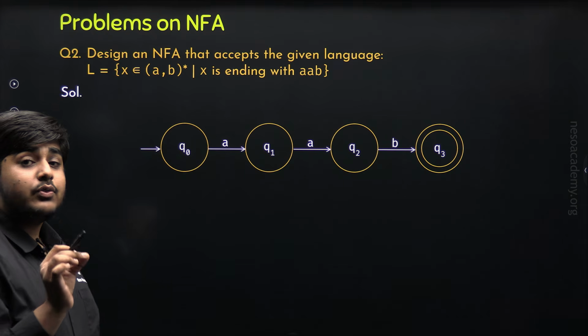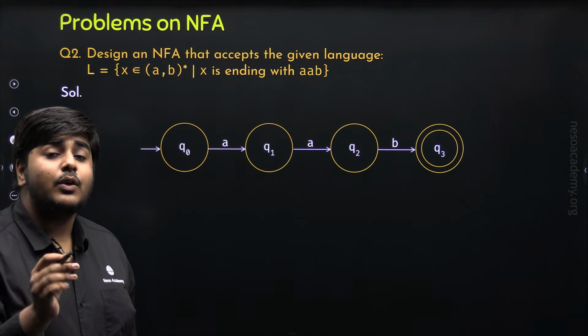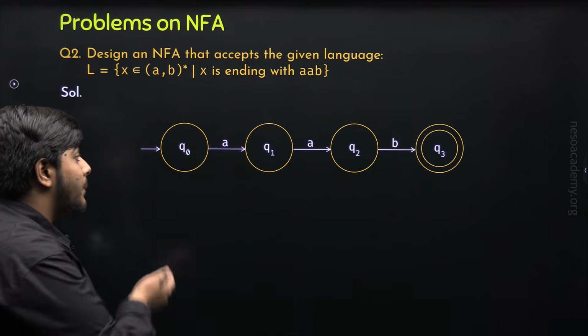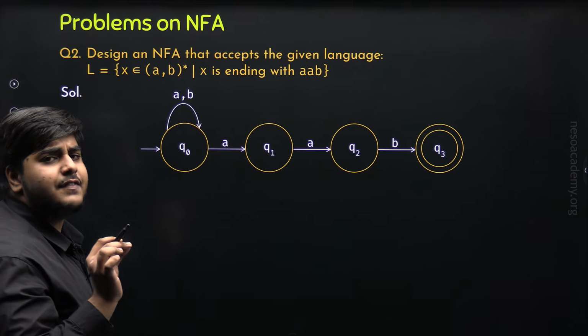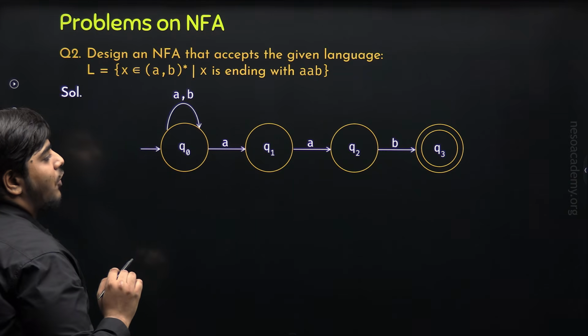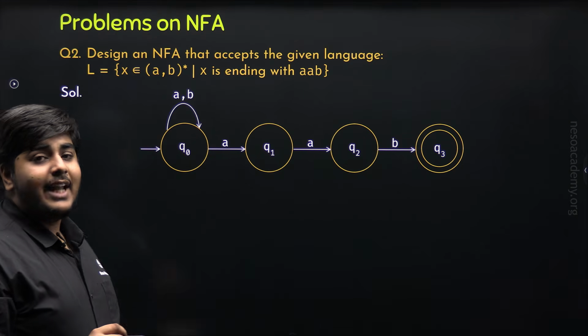In this way we have accepted the string aab. Now the string should end with aab, which means it doesn't matter what comes in the beginning. So in the beginning we can have any combination of a and b, and for this reason we have simply created a self loop of a and b. So this is the valid NFA for the given language.